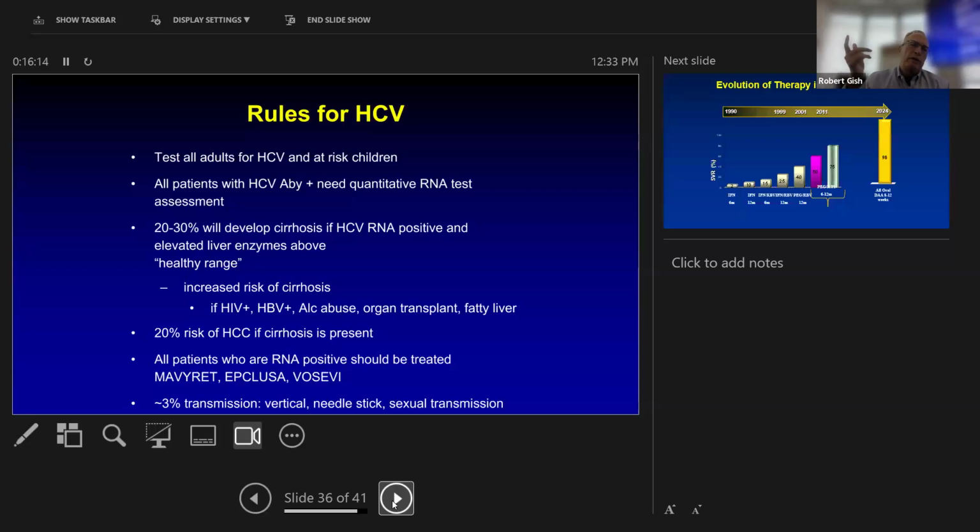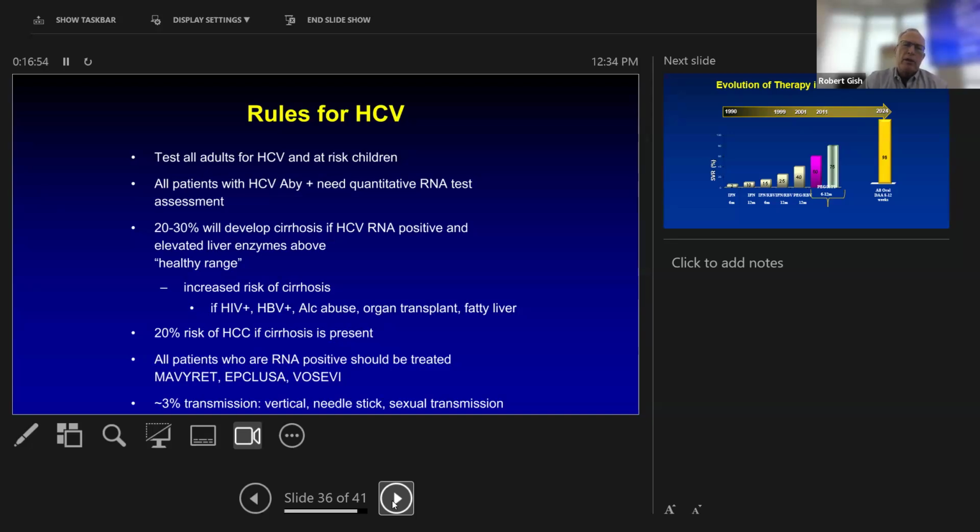So test everybody, at-risk children. There is no vaccine for C. So if a baby's born to a mother with hepatitis C, of course, the children should get tested. The rule is 20 to 30% of people who are hepatitis C develop cirrhosis, but now because of so much alcohol and fatty liver, the risk in a hepatitis C patient of getting cirrhosis is probably 60%. It's doubled because of the comorbidities that are there. And we only do surveillance for liver cancer in people who have hepatitis C and have cirrhosis. We rarely start like stage 3.